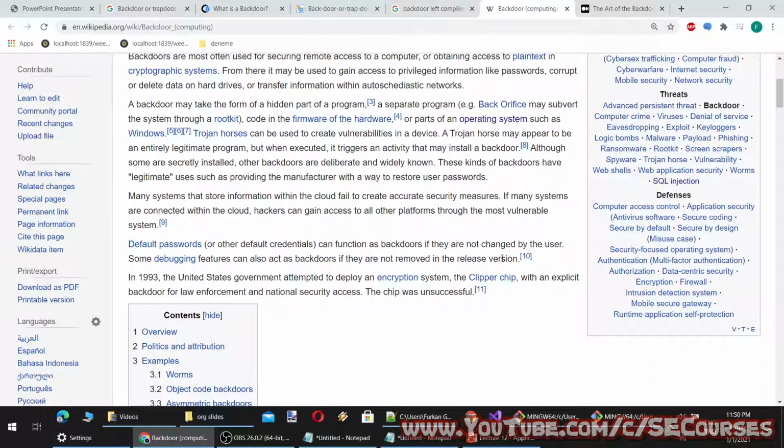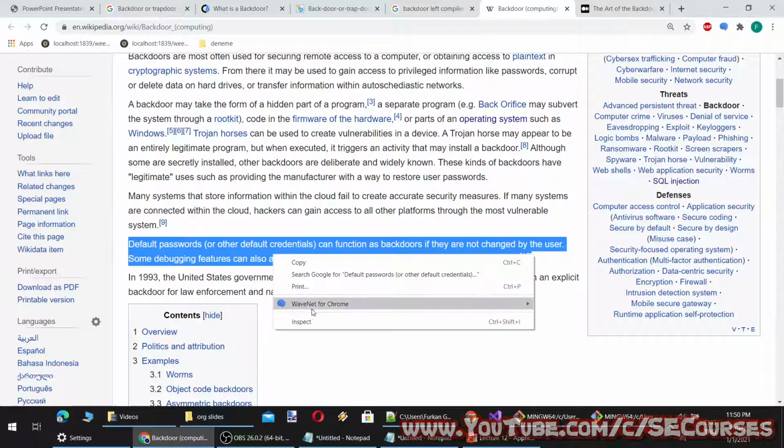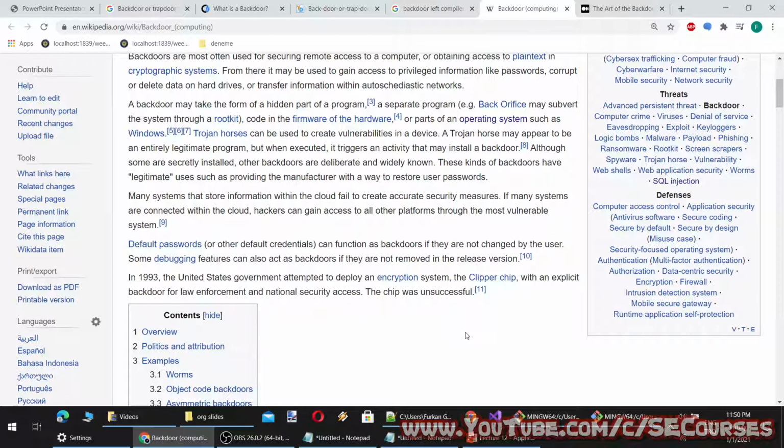Okay. This is also important. Let's read this. Default passwords or other default credentials can function as backdoors if they are not changed by the user. Some debugging features can also act as backdoors if they are not removed in the release version. 10.